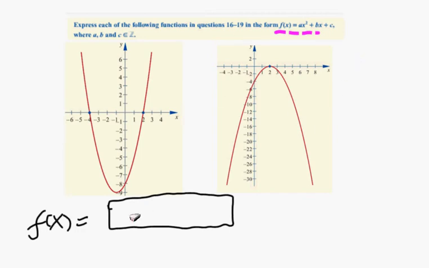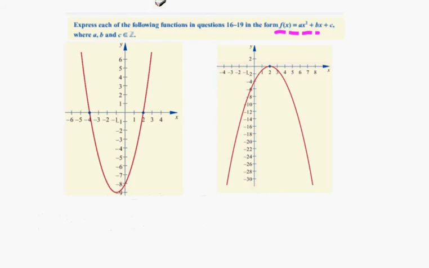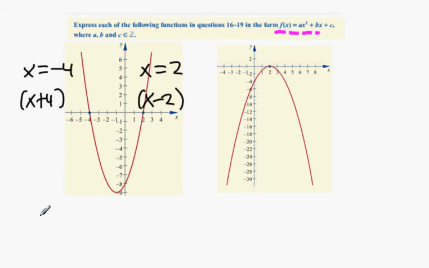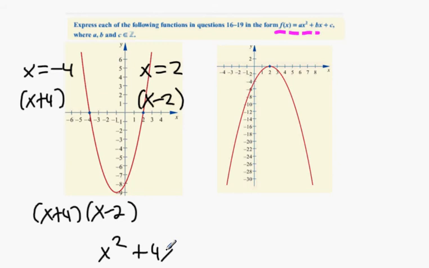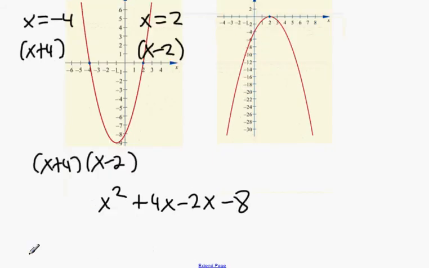Now, beginning, what you're going to see is there are two roots: x equals minus 4, x equals 2. This means x minus 2 is a factor and x plus 4 is a factor. You multiply x plus 4 by x minus 2, and what we get is x squared plus 4x minus 2x minus 8. Then we're going to get x squared plus 2x minus 8.